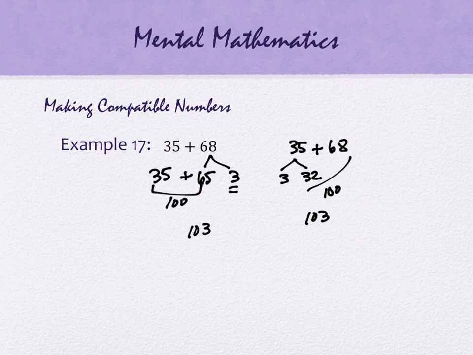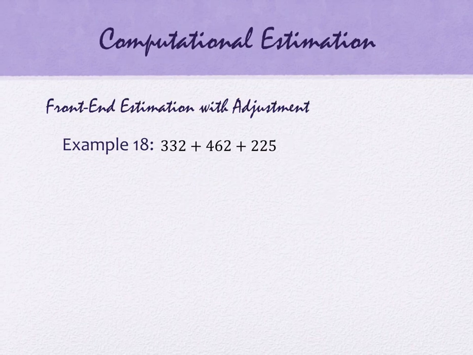Please mark the fact that mental math and computational estimation are not the same thing. They feel similar, but mental math gives me an exact answer, like it's correct. Computational estimation is going to give me an approximation. It's a pretty good number we could probably live with.